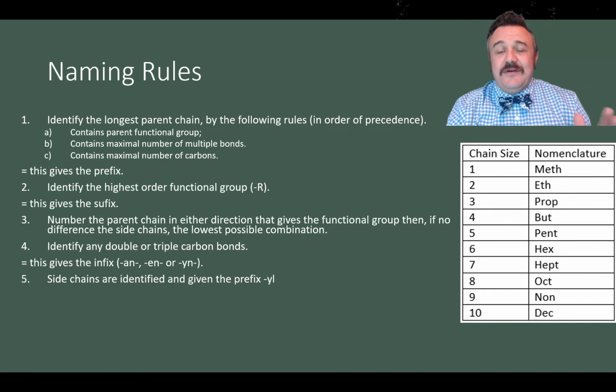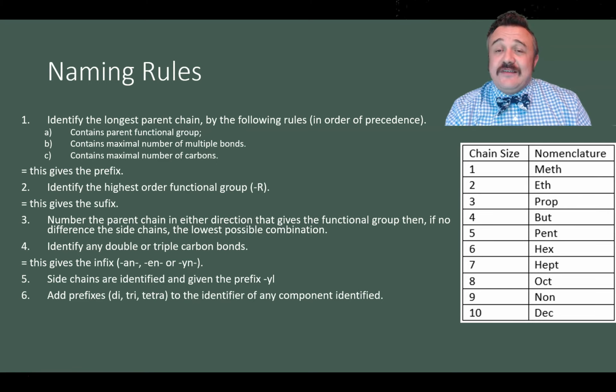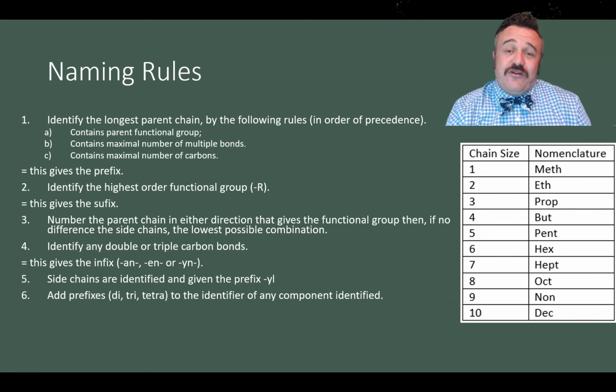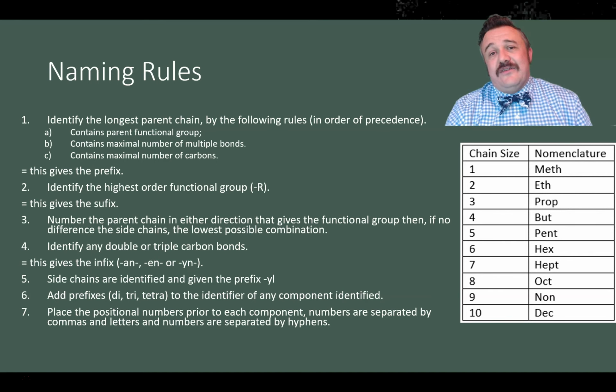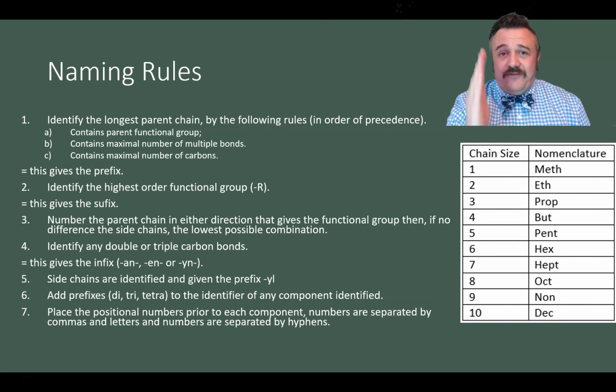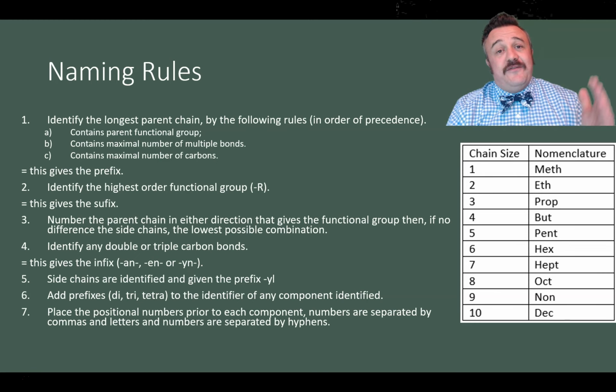So side chains are numbered and they're the prefix at the beginning and they're given the ending yl. We add prefixes to that prefix again to indicate how many. So if there's 2, becomes di, 3 tri, tetra, so forth. And we place the positional numbers before the indicator. Okay, so if it's the ene for enes, you put it before that. If it's a methyl group, you put it before the methyl. And you number them so that the important functional group has the lowest possible number.